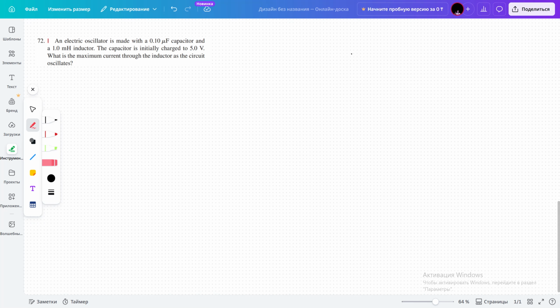Well, today I'll be analyzing an LC oscillator. My goal is to demonstrate the computational thinking model and show how we can analyze energy transformation in a circuit. So our topic is about LC oscillator analysis.